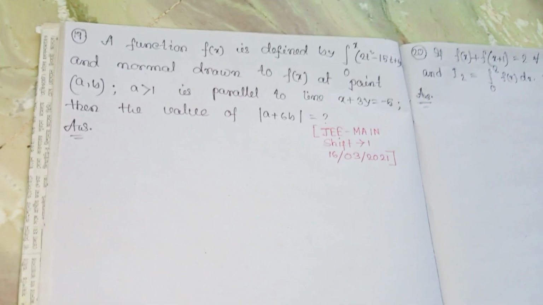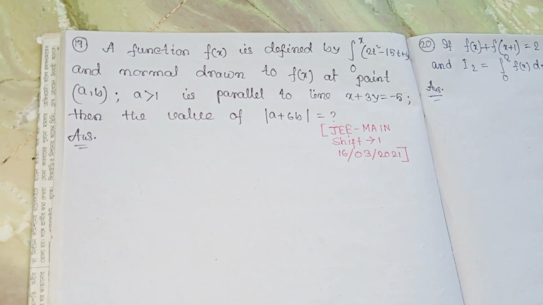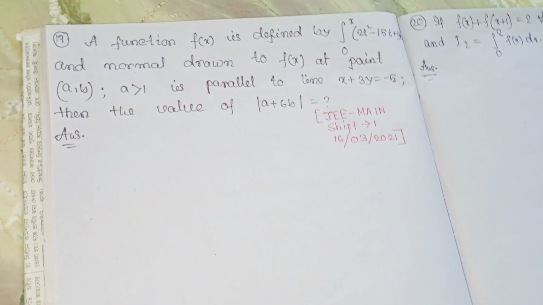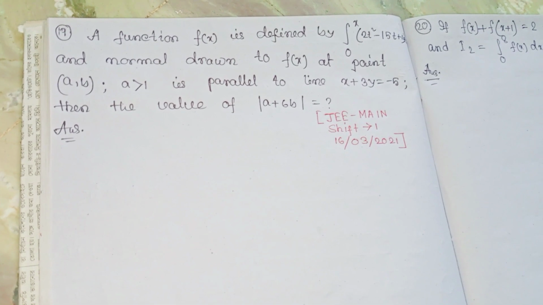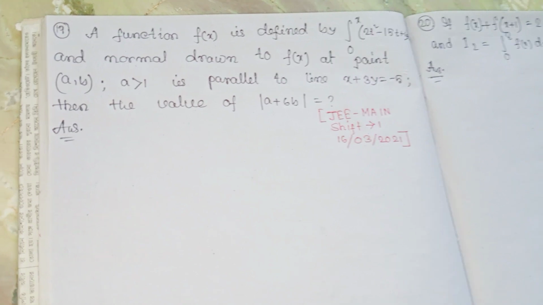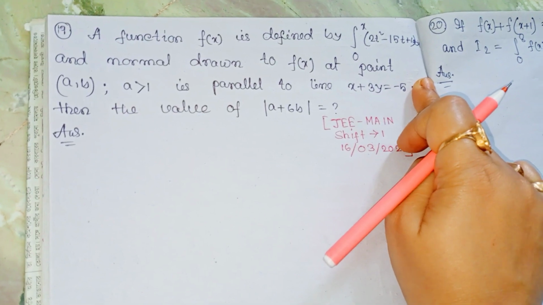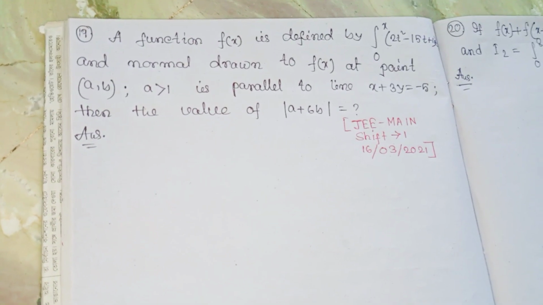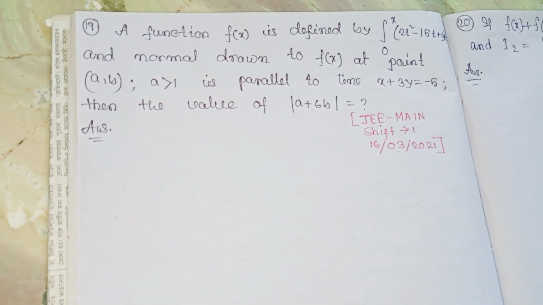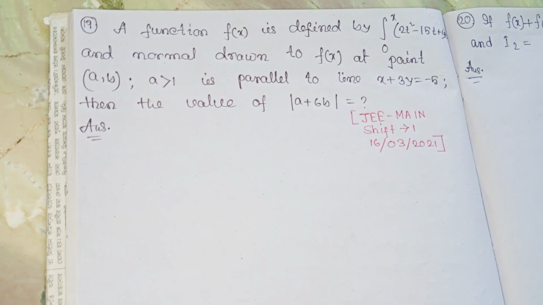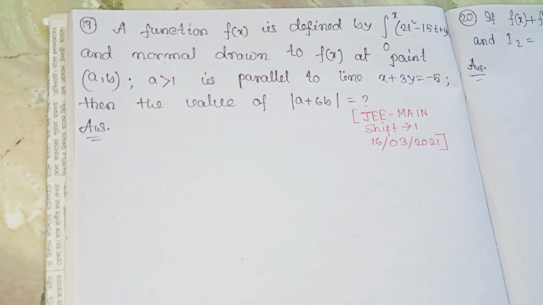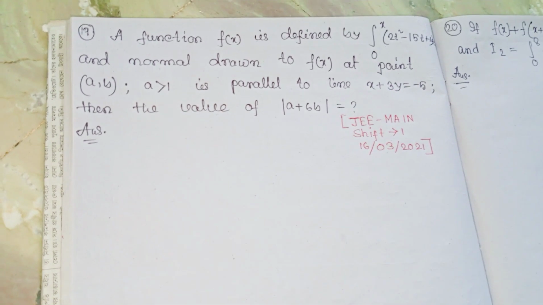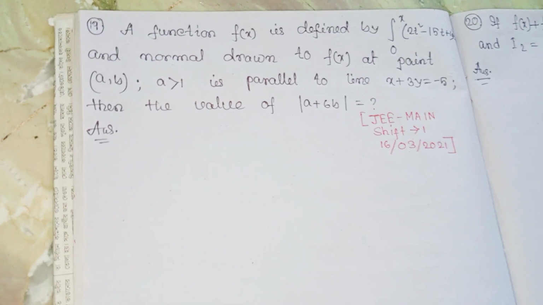Today we solve the JEE Main Shift 1, 16th of March 2021 question. Question number 19. A function f(x) is defined by the integral from 0 to x of (2t² − 15t + 10) dt, and the normal drawn to f(x) at the point (a, b), where a is greater than 1, is parallel to the line x + 3y = −5. Then the value of |a + 6b| is equal to what?